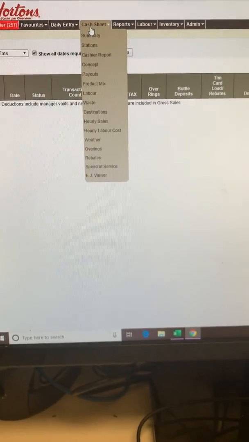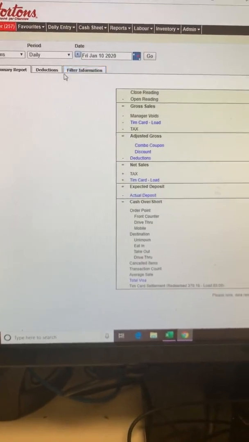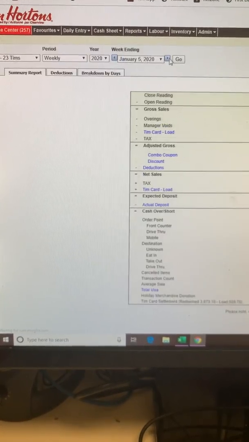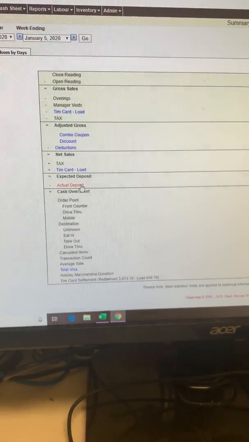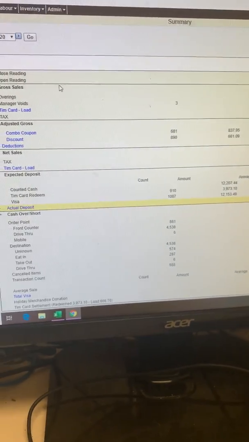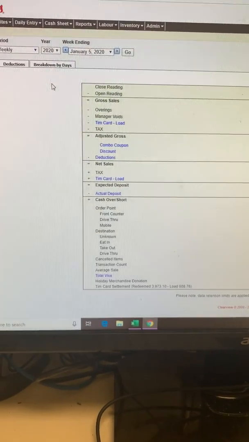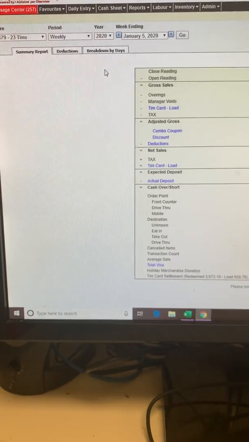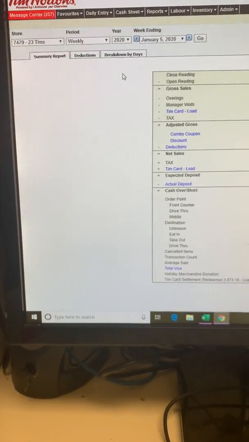Okay, so to start for our adjusted gross, we go to summary. And we're going to change this to weekly. Again, I'm going to do this for Chesterfield and I'm going to do it for last week. Already switched for me. When you print these to turn them in, you want to hit actual deposit so all this drops down. You print this whole sheet and then you print your deduction sheet. That's what gets turned in with your deposit log, with your credit card slips, your TIM card slips if you turn those in, and all your deposit slips.